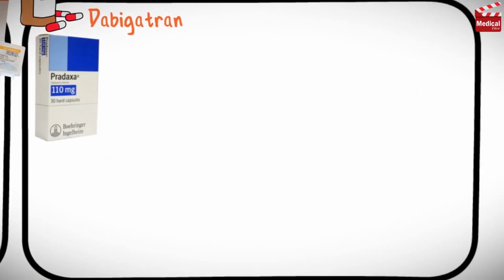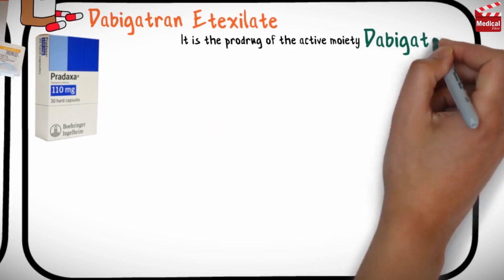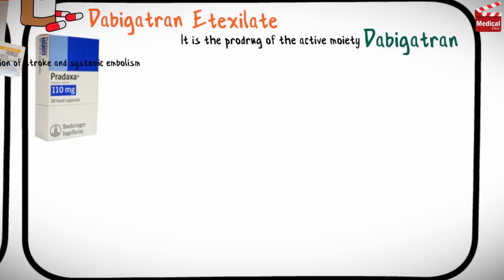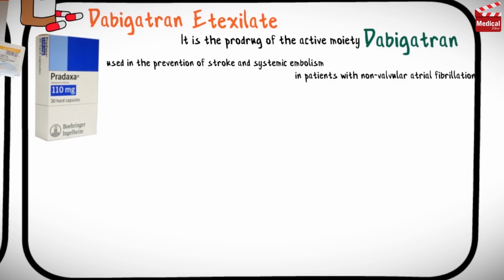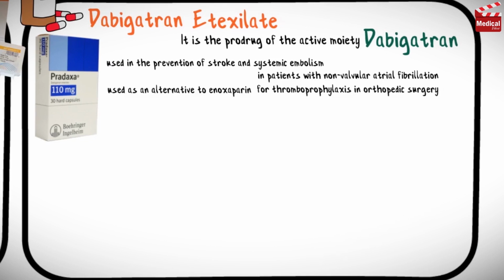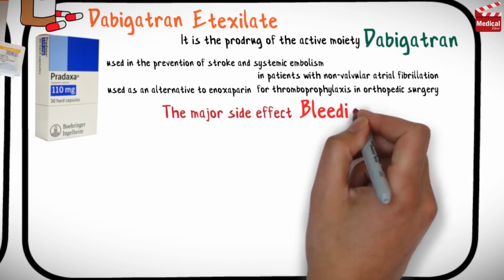Let's now talk about the oral agent, dabigatran etexilate. It is the prodrug of the active moiety dabigatran. It is used in the prevention of stroke and systemic embolism in patients with non-valvular atrial fibrillation. It can be used as an alternative to enoxaparin for thromboprophylaxis in orthopedic surgery. And again, the major adverse effect, like other anticoagulants, is bleeding.